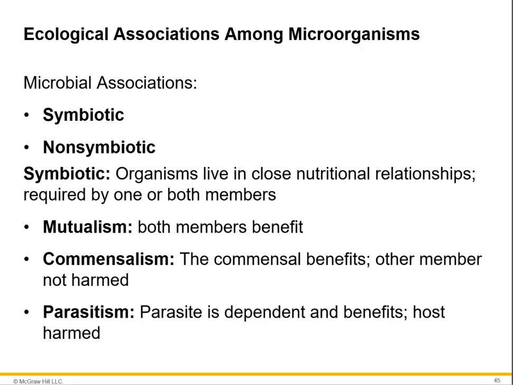All right, so how do these microorganisms interact with each other? We've got two different kinds of microbial associations. We have symbiotic and non-symbiotic. So symbiotic relationships, this is going to be when organisms live in close nutritional relationships. And this is going to be required by one or both members to live. So we have mutualism, commensalism, and parasitism. I want you to be familiar with all of these terms. Mutualism is where both organisms benefit. Commensalism is where the commensal organism benefits and the other organism is not harmed. Then you have parasitism. This is where the parasite benefits and the host is harmed.